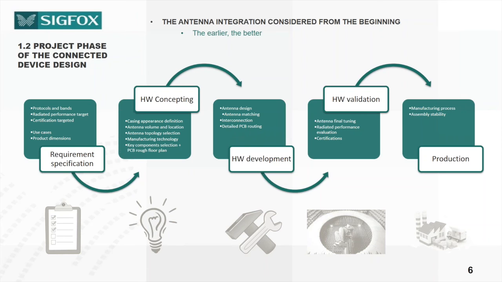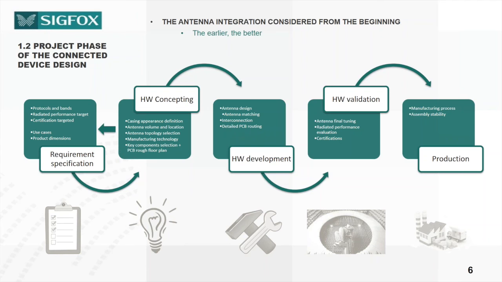Then it is interesting also to select the manufacturing technology, if you want to build a specific antenna for your design, for your device. This is important because this will basically give you the level of freedom you will have on your antenna design. So manufacturing technology should be selected quite early in the device design. And then it's also nice at this point to already have a rough idea of the PCB floor plan with all the main components placed, because they will maybe have an impact on the antenna performance.